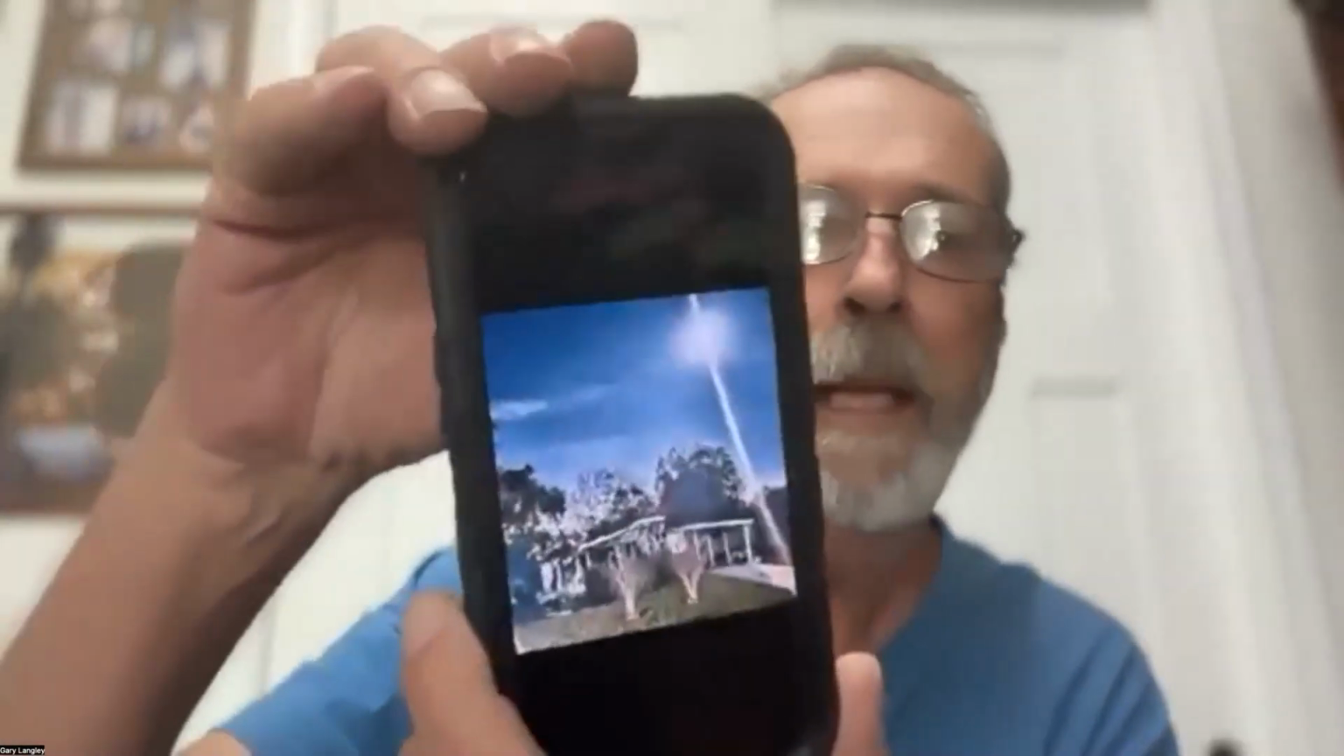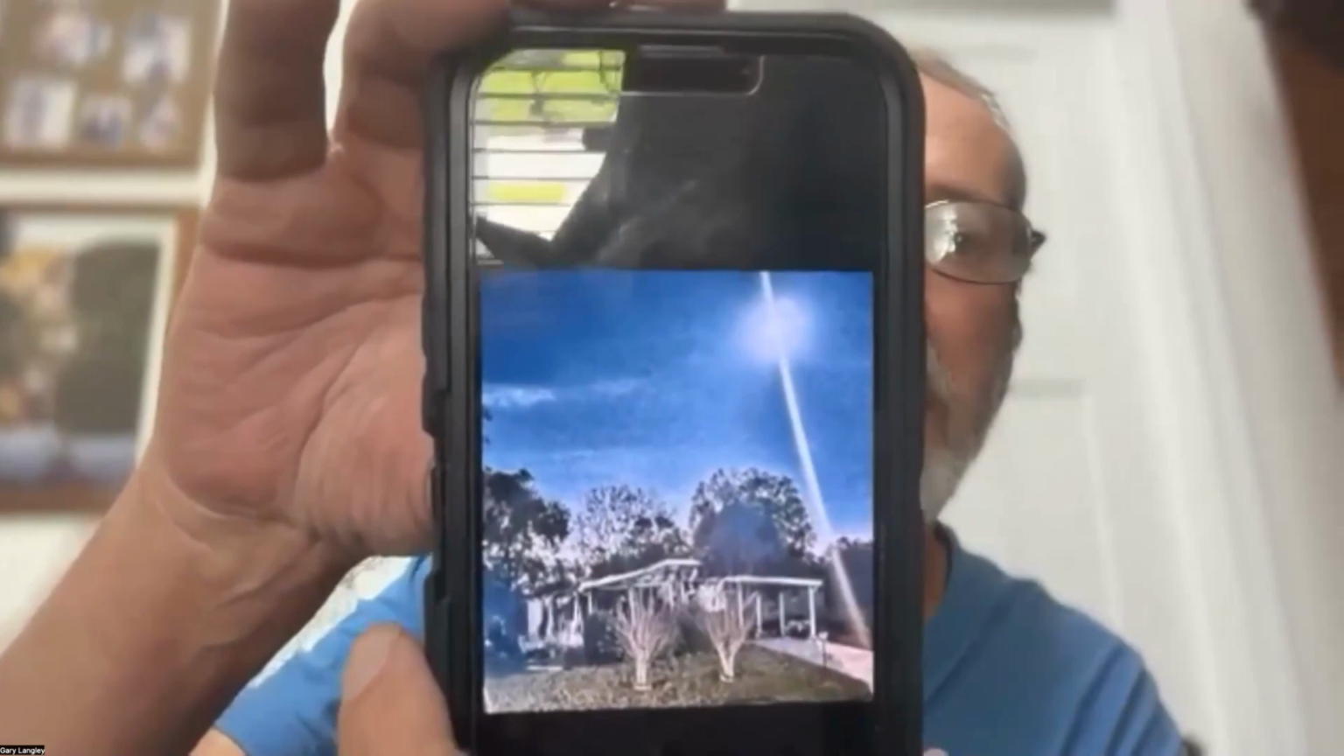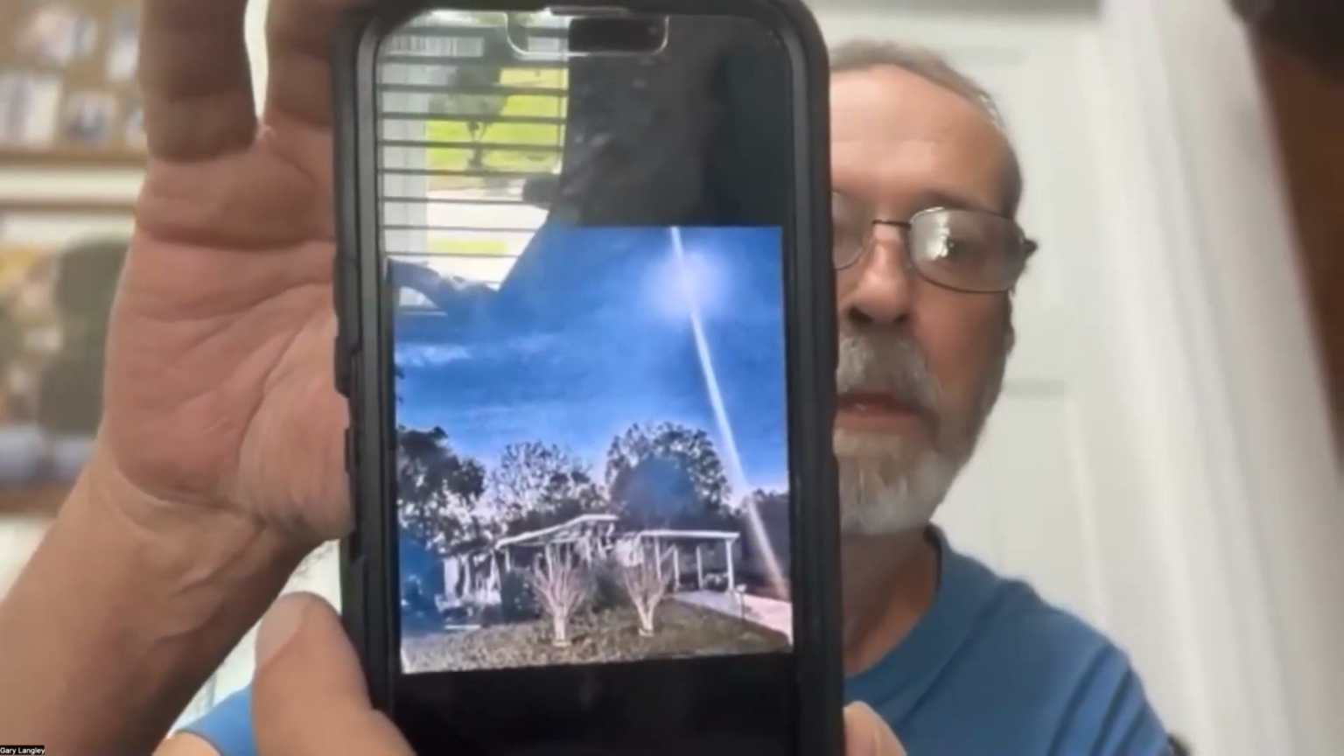Dan, I've got to ask you about this one. I don't know if this will show up well, but my neighbor, the night of the blood moon, took this picture of my burnt-out house. Now, she saw this with the naked eye, which prompted her to take the picture. But do you see the beam coming down from the blood moon?